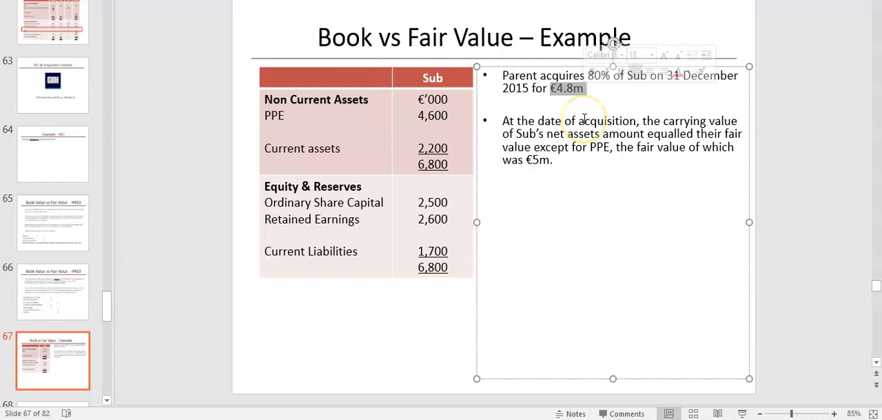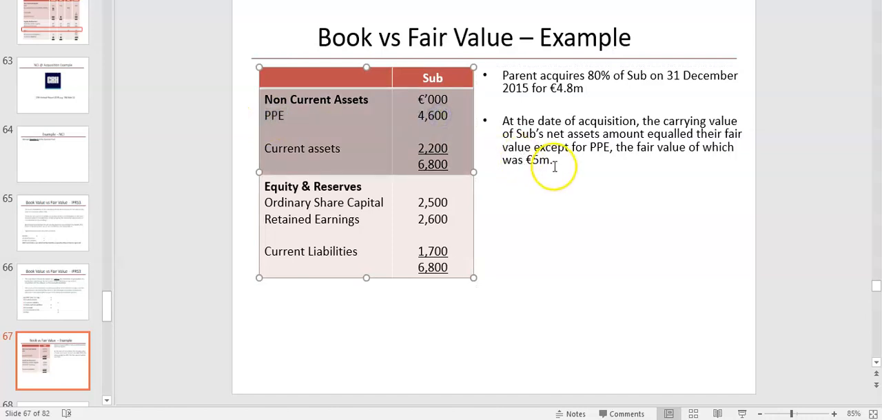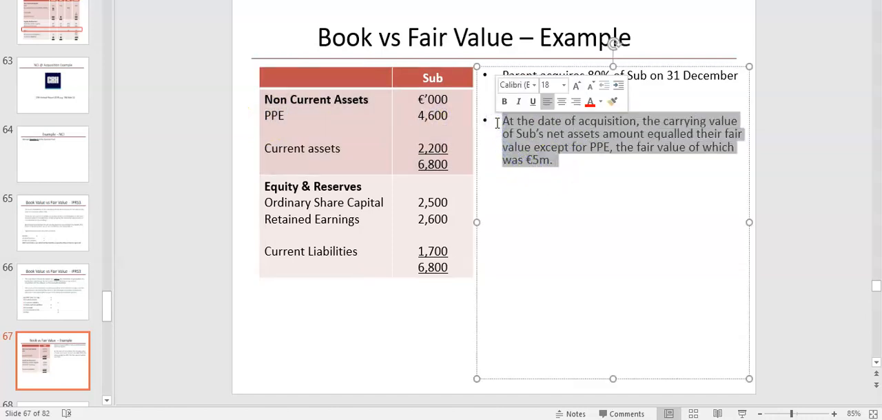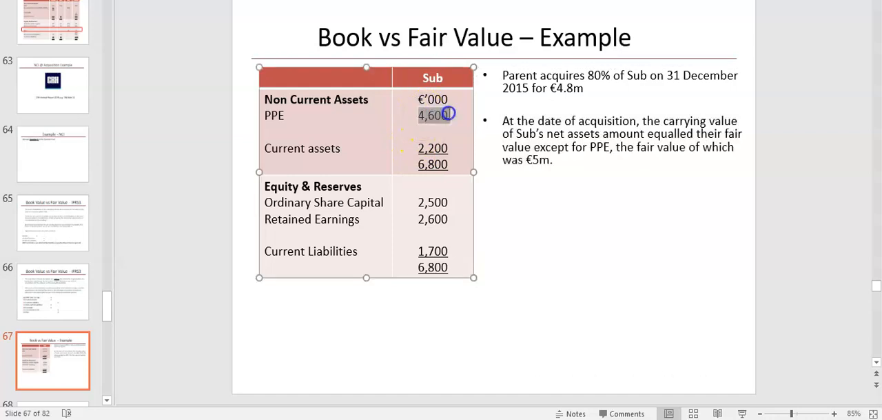At the date of acquisition, the carrying value of net assets equals their fair value except for PPE, which has a fair value of 5 million. So that means this is understating the true fair value of property, plant and equipment. So what we're going to need to do is bring that up by 400,000.